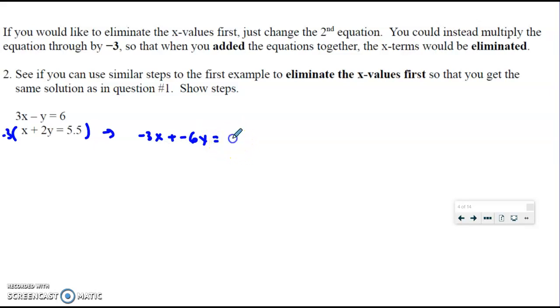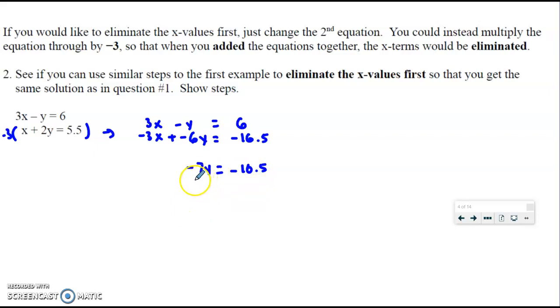equals -16.5. I'm going to put the top equation right above it. So I have 3x minus y equals 6. In this case, the x's cancel out, so I'm left with -7y equals -10.5.